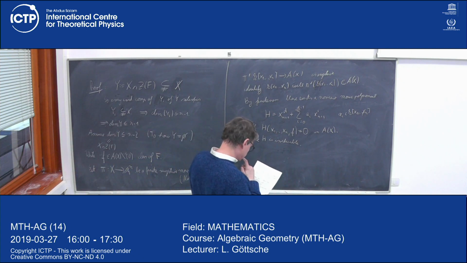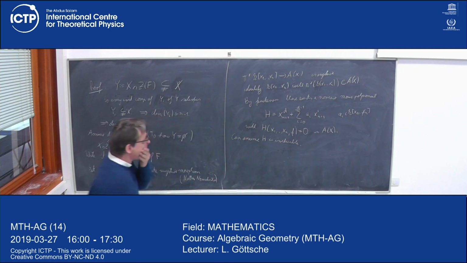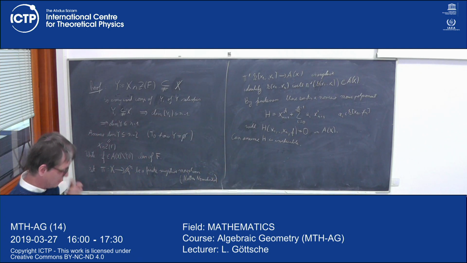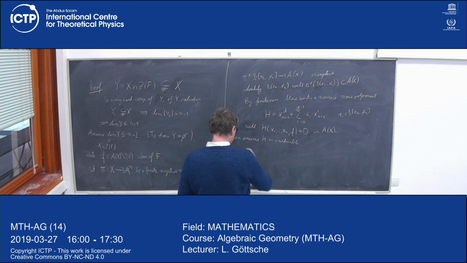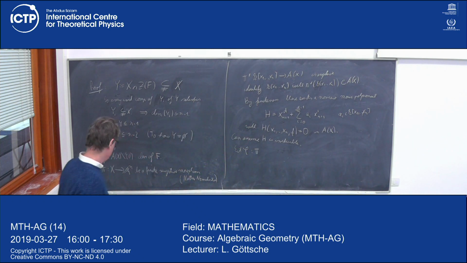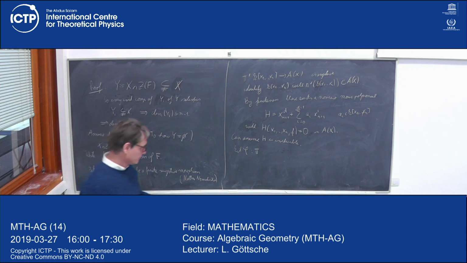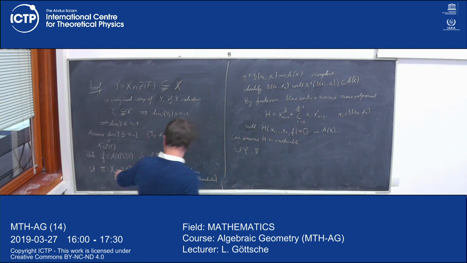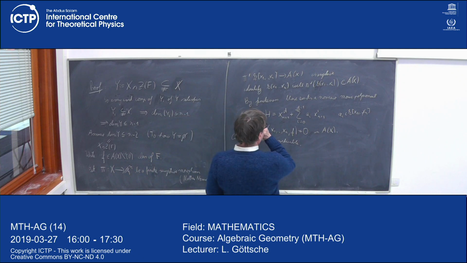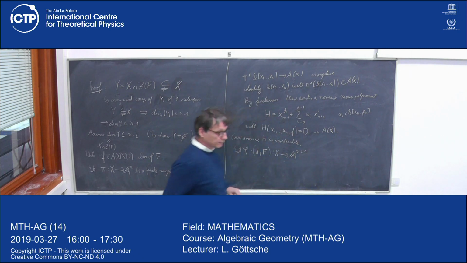Now we use a somewhat strange trick. Let phi be the map where, for the first components, we use this map pi, which is just given by x, and the last component is our f from X to A^{n+1}. So we embed into one dimension higher.